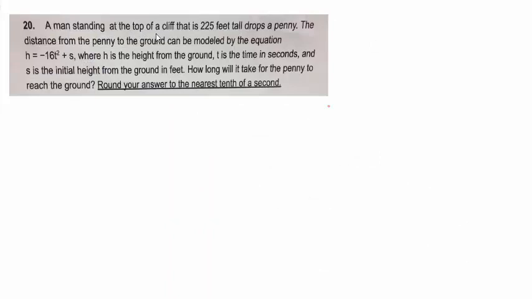A man standing at the top of a cliff that is 225 feet tall drops a penny. The distance from the penny to the ground can be modeled by the equation h is equal to negative 16t squared plus s, where h is the height from the ground, t is the time in seconds, and s is the initial height from the ground in feet. How long will it take for the penny to reach the ground? Round your answer to the nearest tenth of a second.